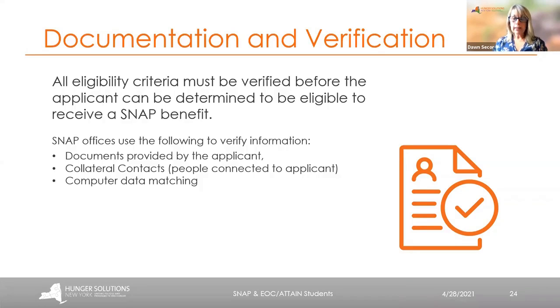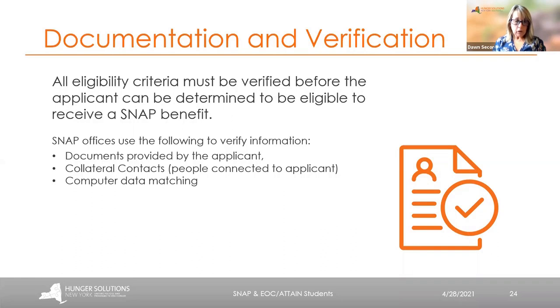SNAP rules require that SNAP workers get proof of the following before a SNAP application can be approved. And these are 7 things: the identity of the applicant, household size, age, citizenship status, immigration status, social security numbers, income and resources, and residence in the county.